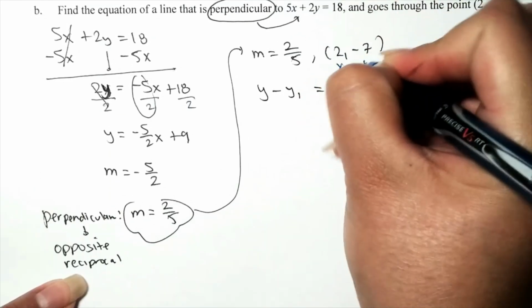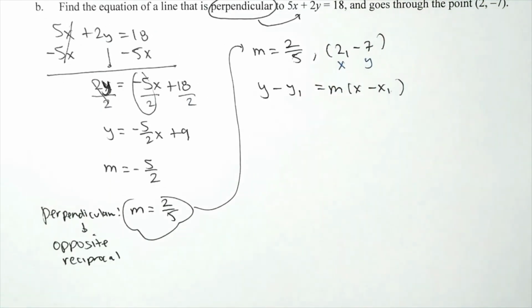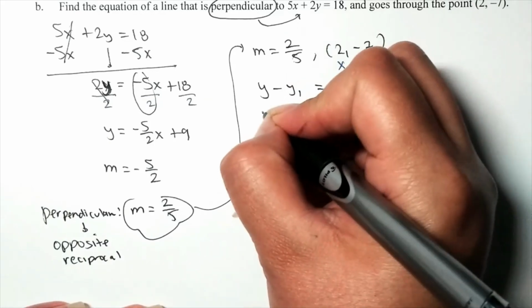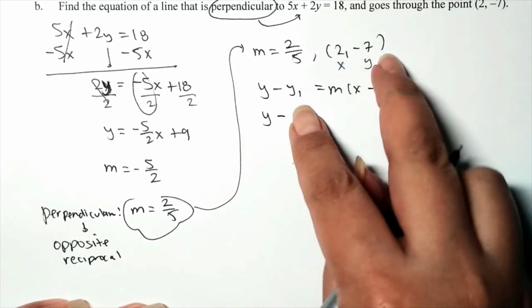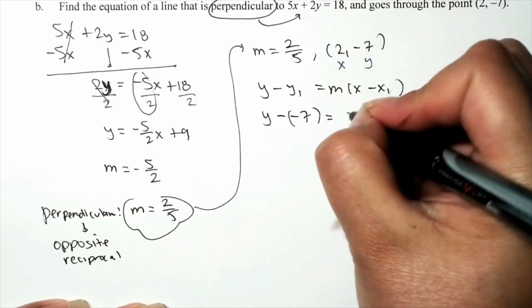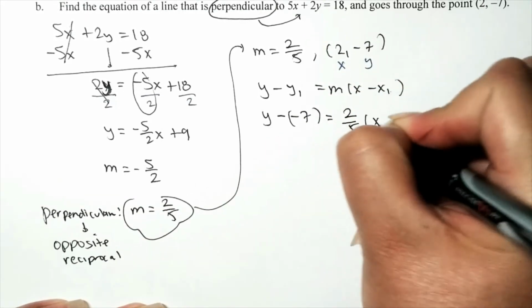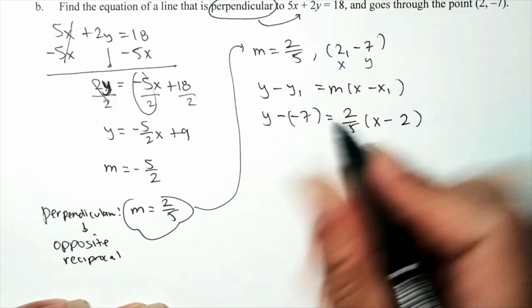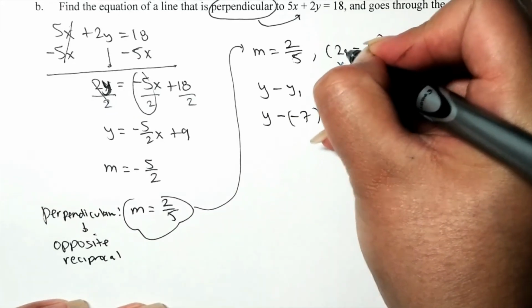Okay, so thank yourself, because you got this. You're totally going to ace this test. I know you will. I have faith. So let's plug and chug. y minus the y value of -7 is equal to the slope of 2/5 times x minus x1, which is 2. I need to make sure I write better.